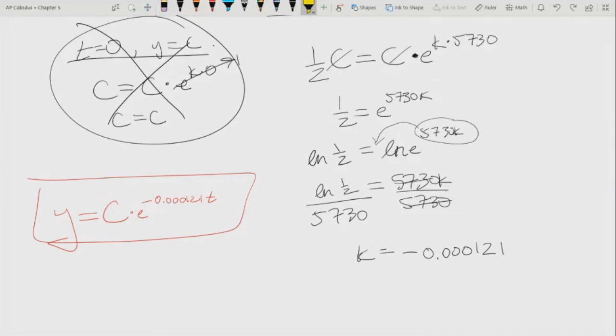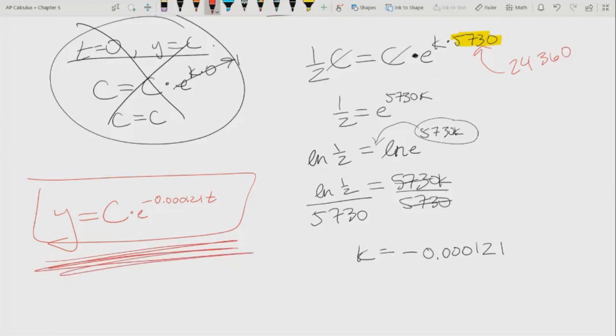So an interesting little thing to note here, though. Wouldn't this be the same process for any radioactive isotope with a known half-life? Because on this one, our known half-life was 5,730. But let's say we were doing this for plutonium, plutonium-239. I'm just looking at the book here. It has a half-life of 24,360 years. Okay, well, can I just replace this with 24,360, and then I could figure out an equation that would give us this model for plutonium?